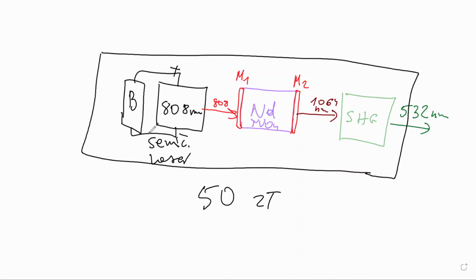So as you can see, how many components we have inside. We have a semiconductor laser, we have a crystal with mirrors, and we have a nonlinear optical process. So you have another crystal that converts the radiation, and we have the green emission, and this costs almost nothing. So it just shows you how laser technology is advanced nowadays. Okay, I will go back to the presentation.